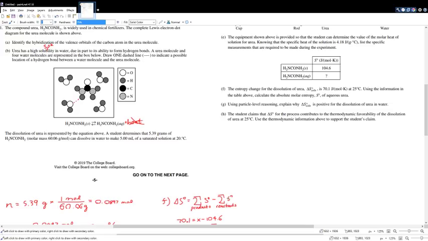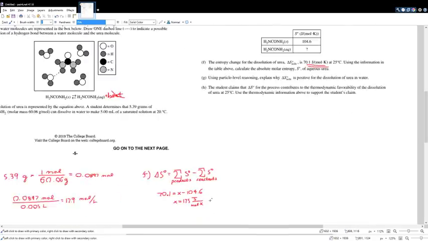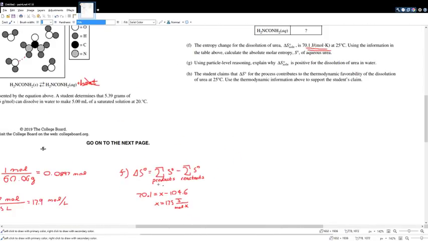And the reactants is just that solid urea, you're given all these values, 70.1 right here, equals X, whatever you're trying to find, the molar entropy of aqueous urea, which is a product, minus 104.6, which is the value they give you here for solid urea. Solving for that will give you 175 joules per mole Kelvin. It's an entropy value, the units of joules per mole Kelvin.